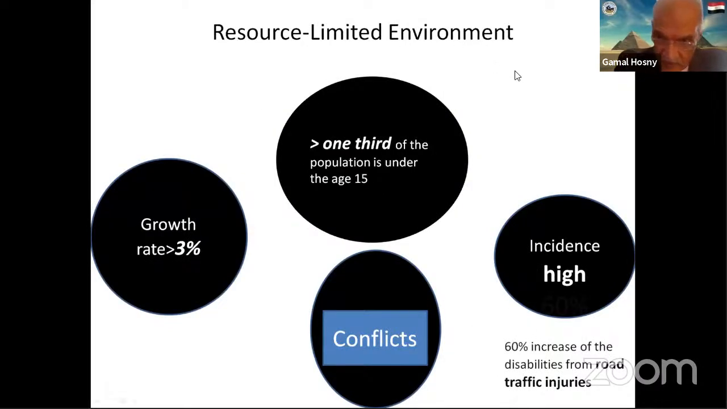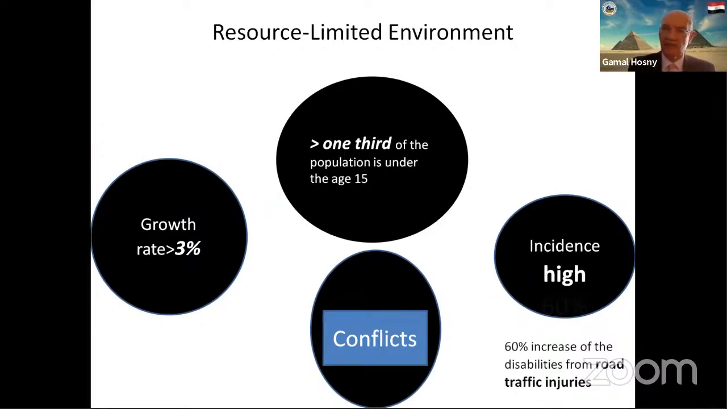Coming to the resource-limited environment, something like India or Egypt, you have a growth rate of about 3%, a huge one. One-third of the population is under the age of 15. And you have a high incidence of trauma. Perhaps there will be a 60% increase of disabilities from road traffic injuries in low-income countries in the next 10 years.